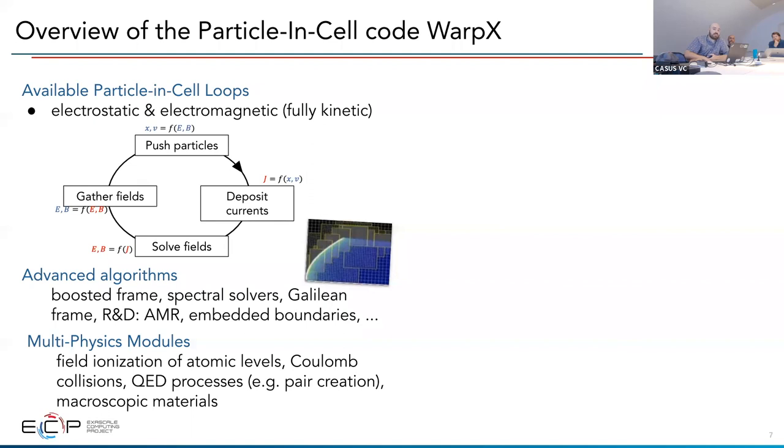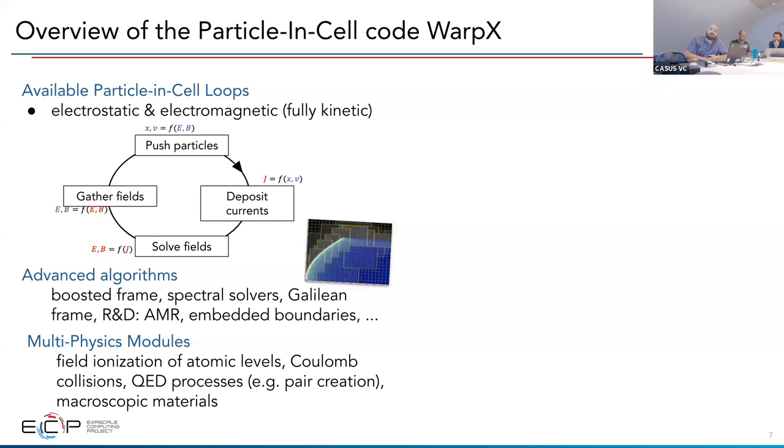But at the same time, when you do this, you also have to boost everything that's coming in front of you. So you don't have static targets anymore; gas jets, everything is flying at you close to the speed of light. And there you have to really look into field solving and keep everything numerically stable. That's one of the big motivations why we look into things like new spectral solvers instead of FDTD schemes. Then we have things like Galilean frame transformations.